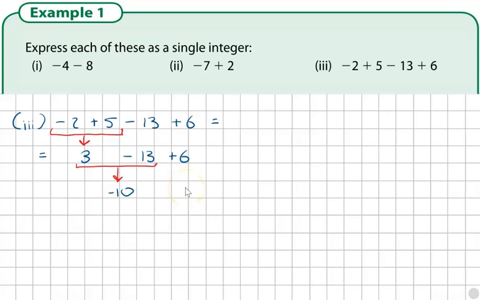Then we bring down the plus 6. And we have minus 10 plus 6, which again, we have different signs. So we're going to subtract and keep the sign of the bigger number. So numerically 10 is bigger than 6. So we're going to subtract 6 from 10 and we're going to have a minus in our answer. So we get minus 4. So our final answer is minus 4.